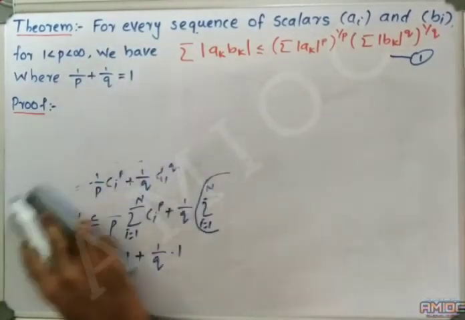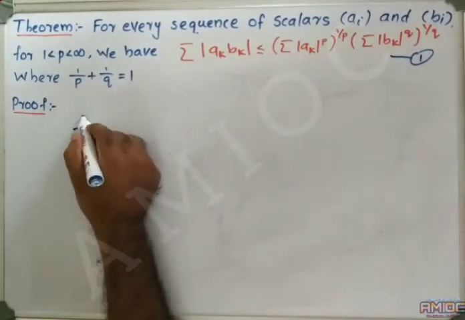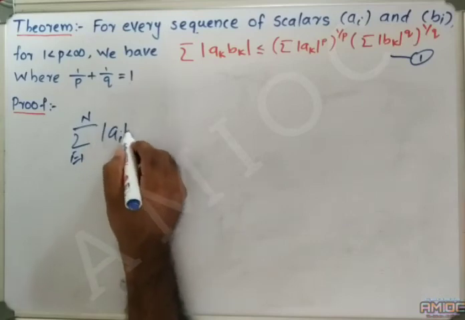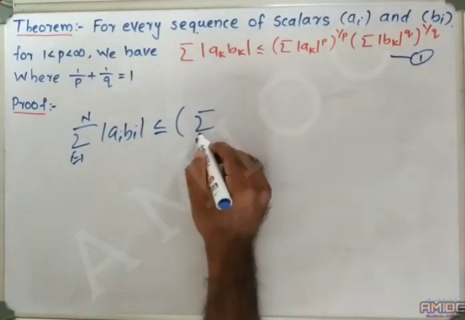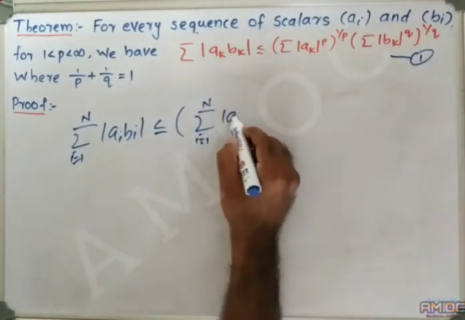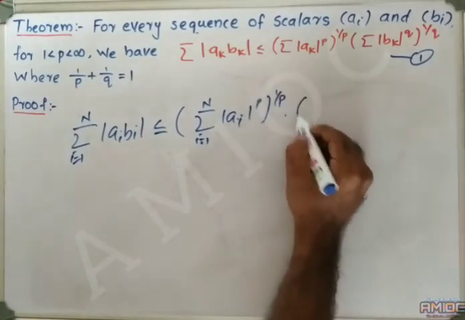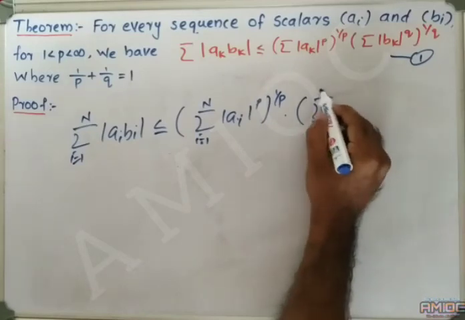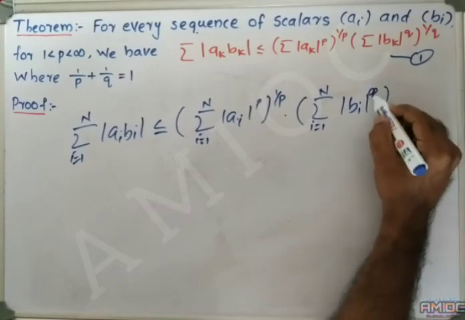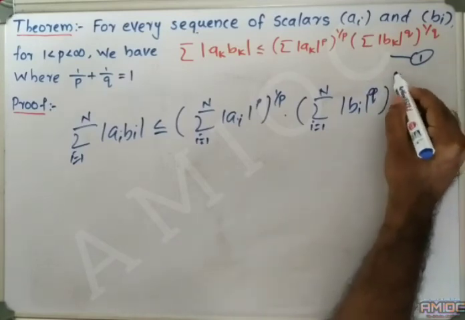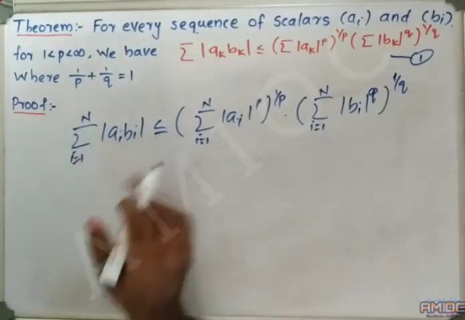That is, summation i from 1 to n of modulus of ai bi is less than or equal to summation i from 1 to n of modulus of ai power p, all raised to 1 by p, into summation i from 1 to n of modulus of bi power q, all raised to 1 by q. This holds for any n.